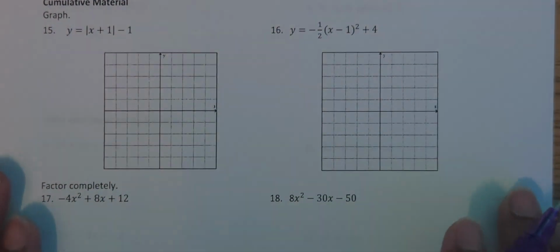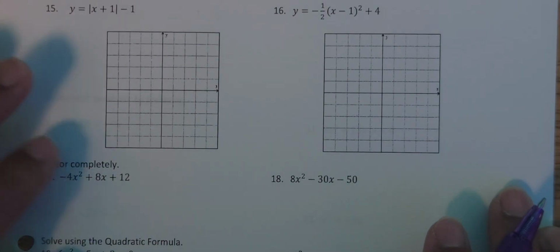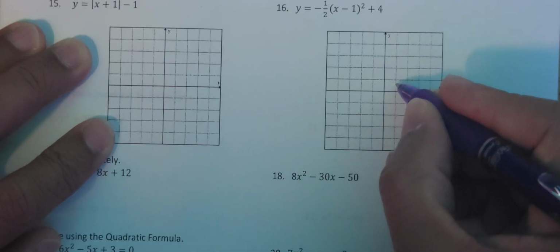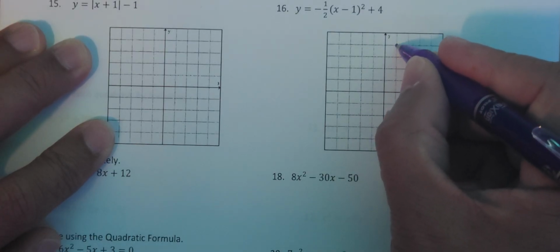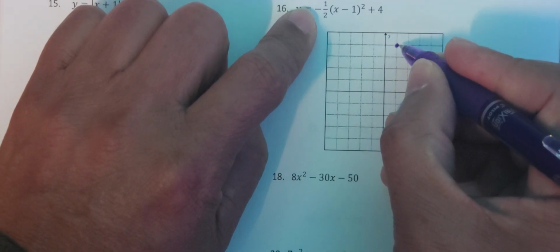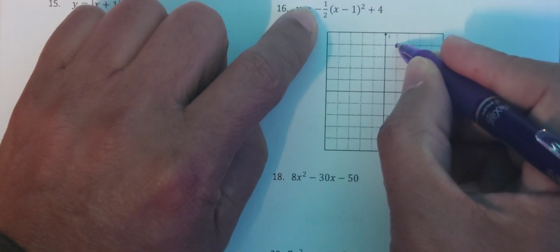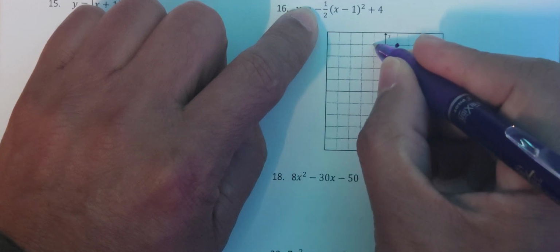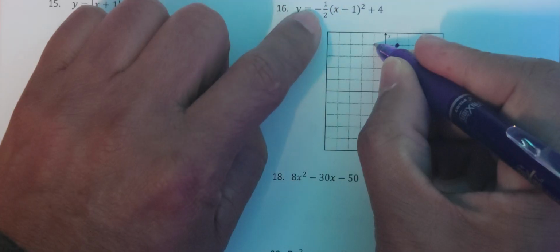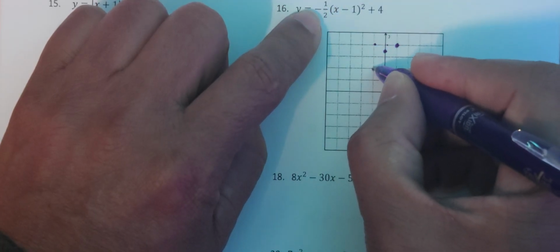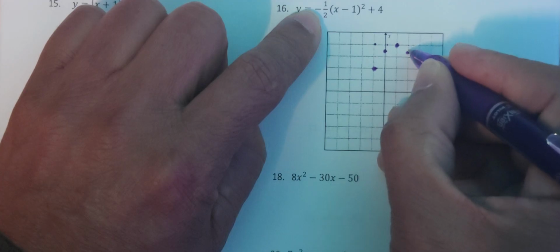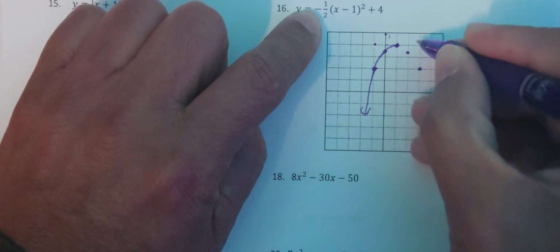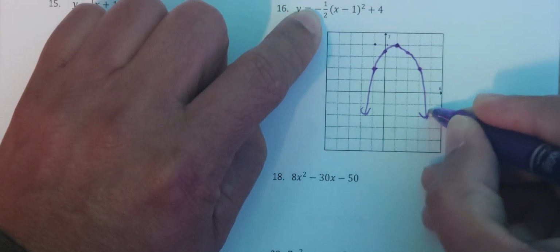Okay, number 16. Number 16 is review. So for this one, the vertex is at 1, 4. So then write 1 up, 1, 2, 3, 4. Plot a point here. Since we have a negative value in front of it, the parabola should be opening down. So if I go left 1, down 1/2. If I go left 2, I should be going down 4, but we take half of that 4 and go down 2. If I go right 1, down 1/2. If I go right 2, down 4. And then connect the points. And this is what that graph looks like for this quadratic function.